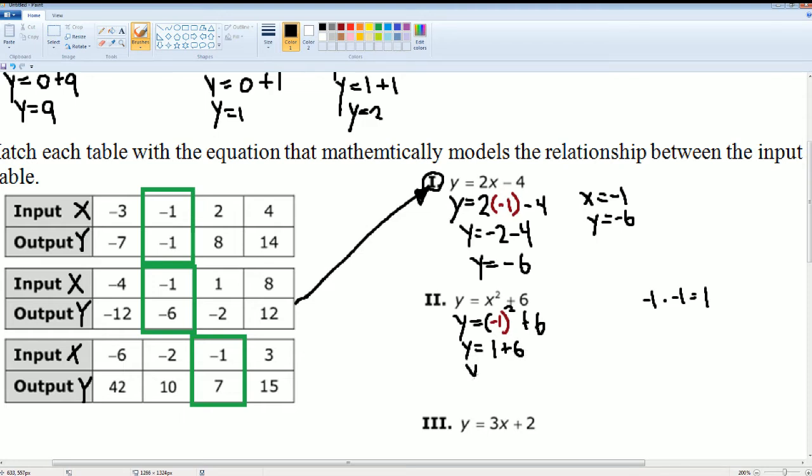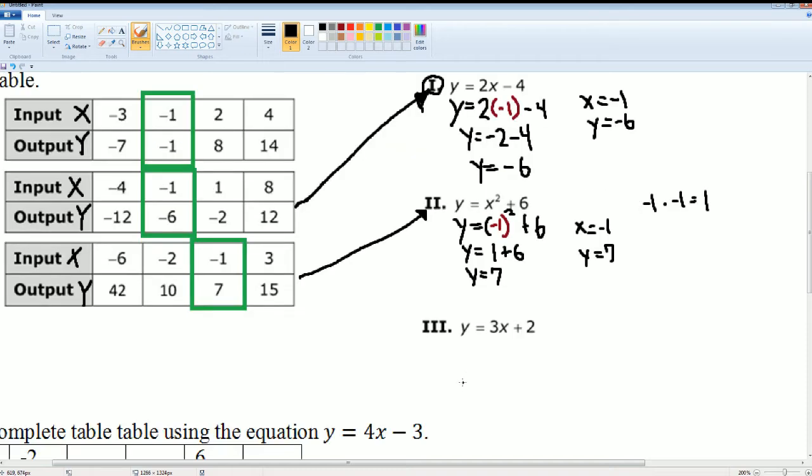What is 1 plus 6? That gets you what number? 7. So when x is equal to -1, your y is equal to 7. Where is that one? This one. So draw an arrow. There you go. If you're doing your homework right now, make sure you are showing the work, not just having the answer.